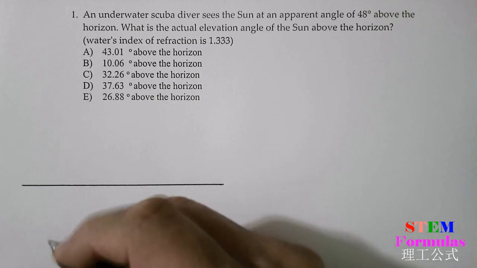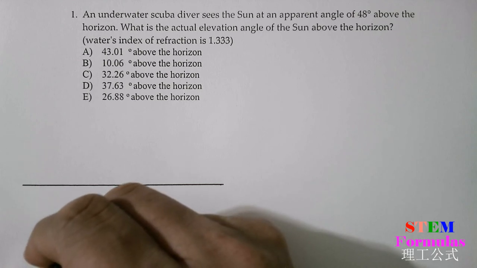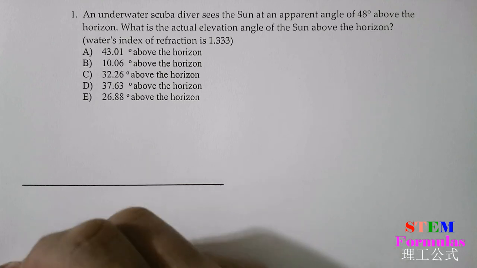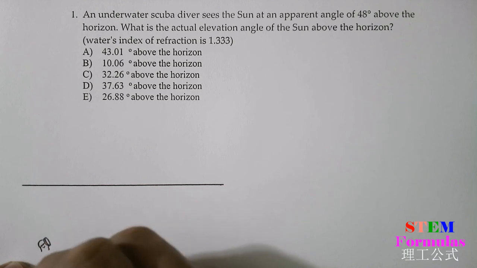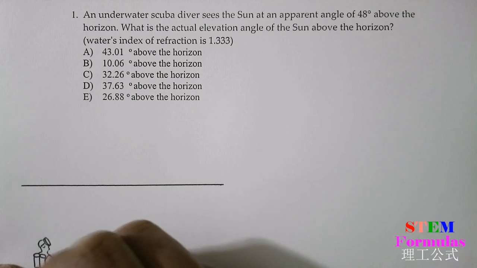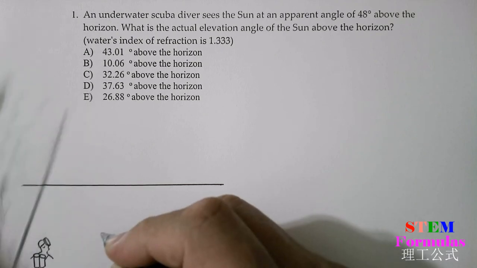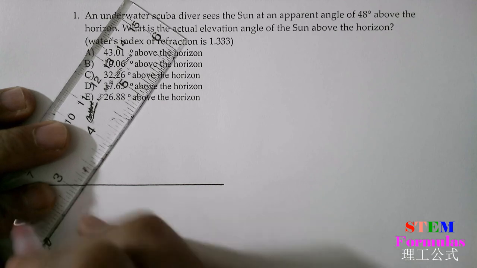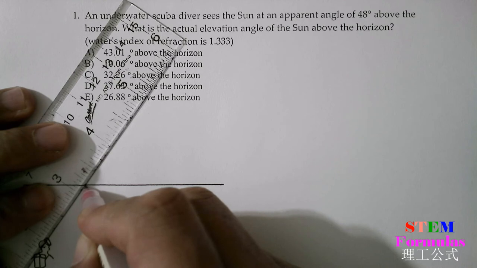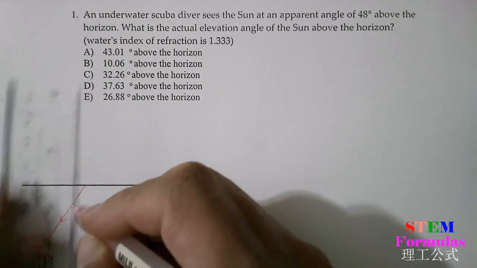Then here is the scuba diver. Now, here the light ray comes from... we draw a normal line.